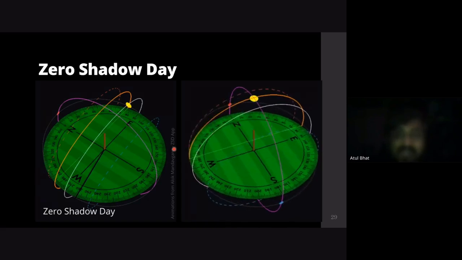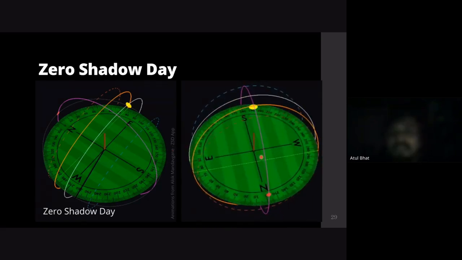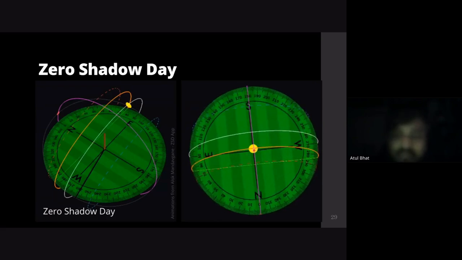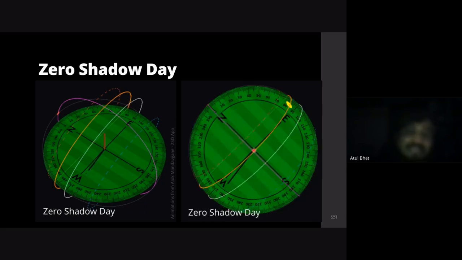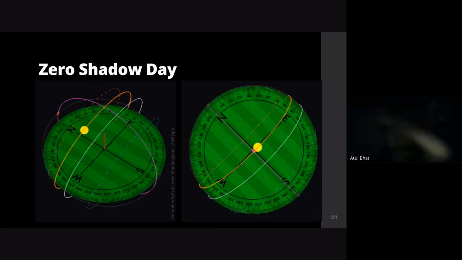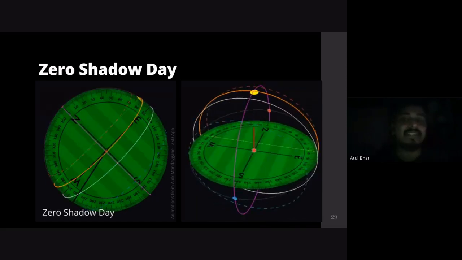head. And at such a point, you can see here in the image animation on the right, when the sun is exactly above your head, the shadows are minimum. If you have a gnomon, then you'll see the shadows are practically zero. And that is what we call zero shadow days. And these are very important events, also celebrated commonly across many science centers in India.